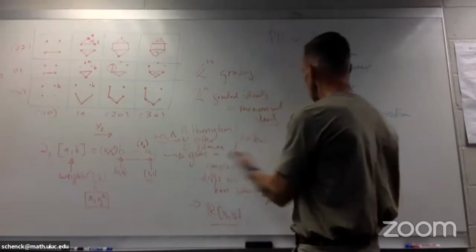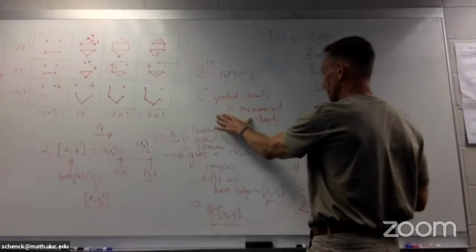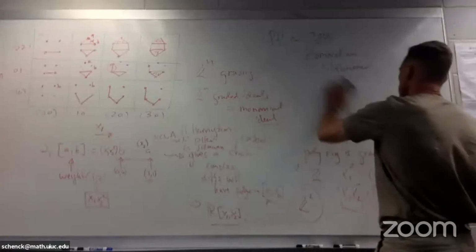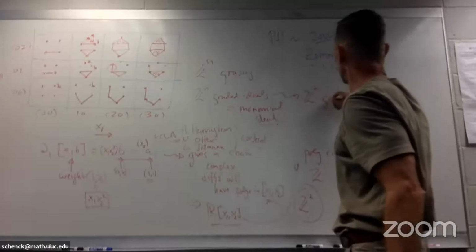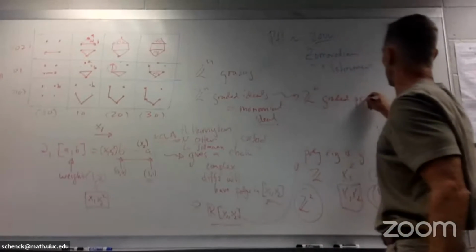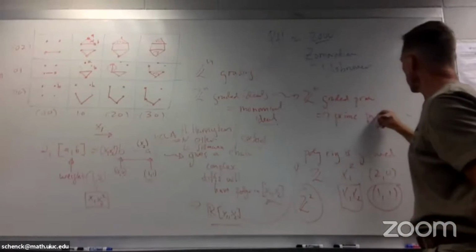Because the only homogeneous polynomials are monomials. So Z to the n graded ideals have to be monomial ideals. But then what is a Z to the n graded prime? A Z to the n graded prime is going to have to be a prime monomial ideal.